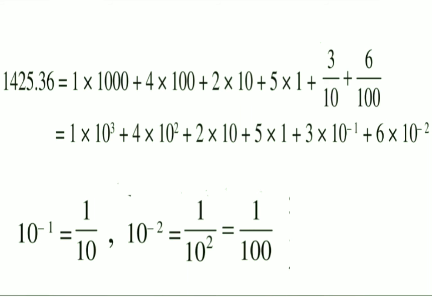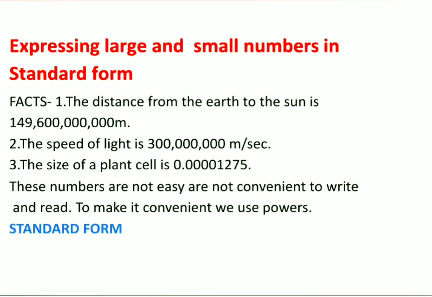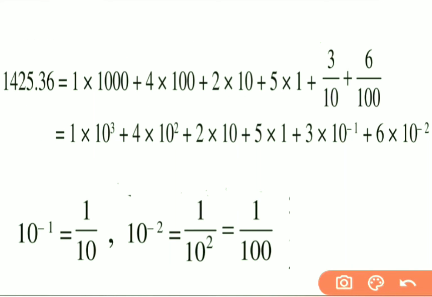We will see that we can write all the place value in terms of power of 10. And so you will see on the screen we will write the number in expanded form using exponent.